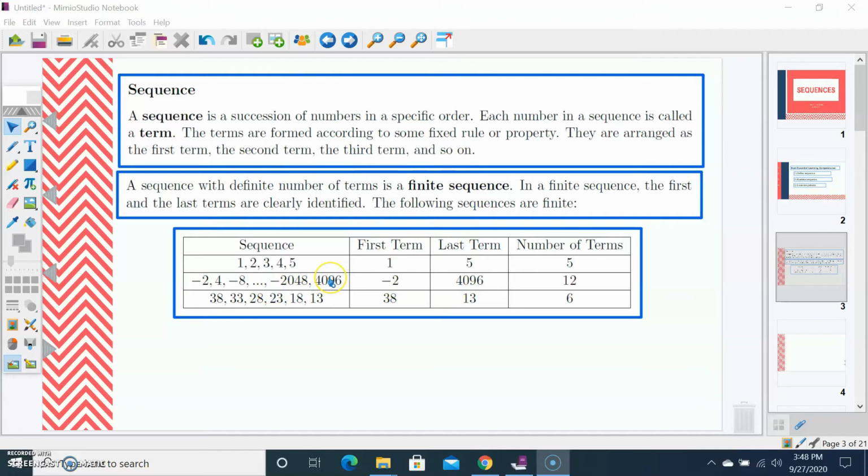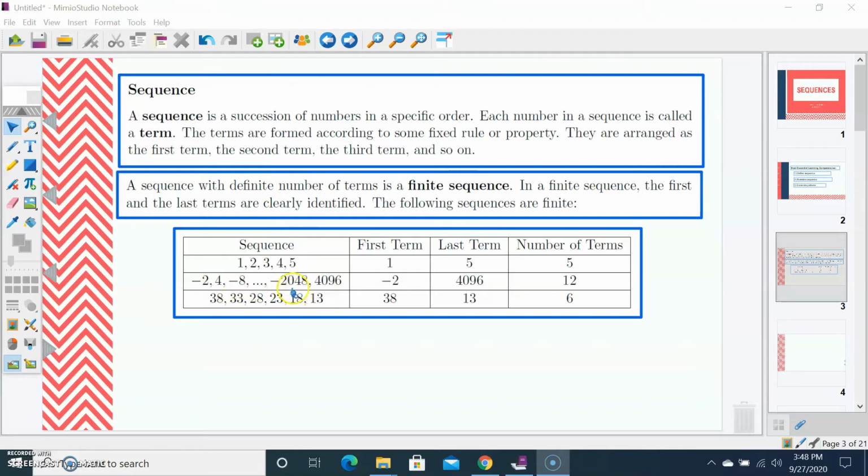If you're going to count, okay, so here's the challenge now for us. If you're going to count the number of terms for this sequence, so saan ba siya nag-start? Nag-start siya with -2, followed by 4, followed by -8. What do you think is the next number after -8? It should be +16. Okay?